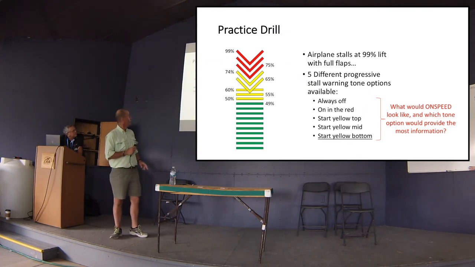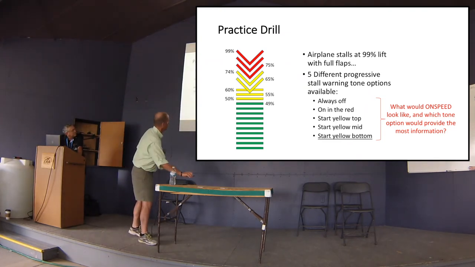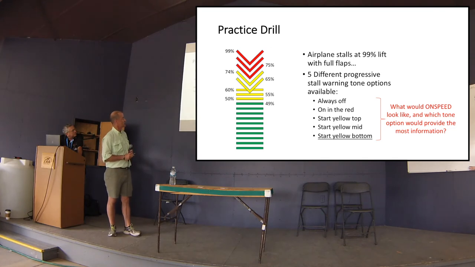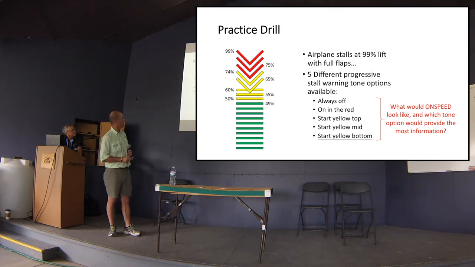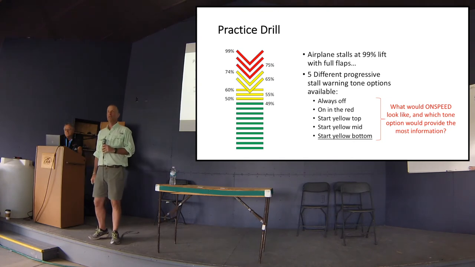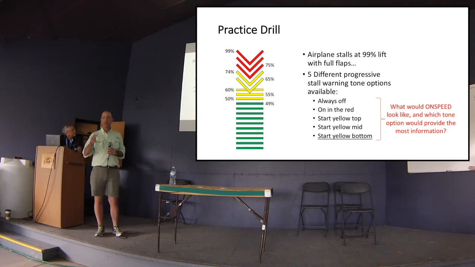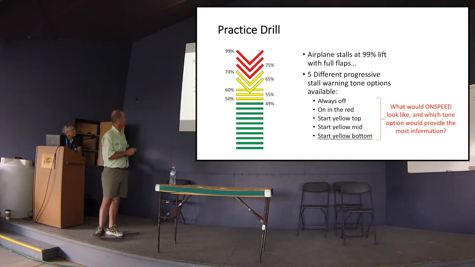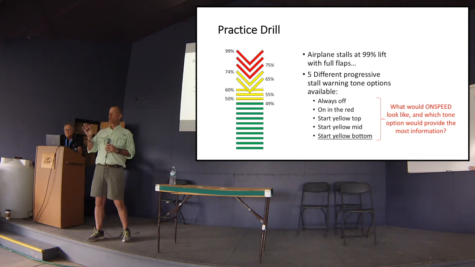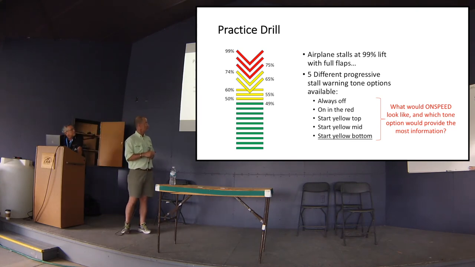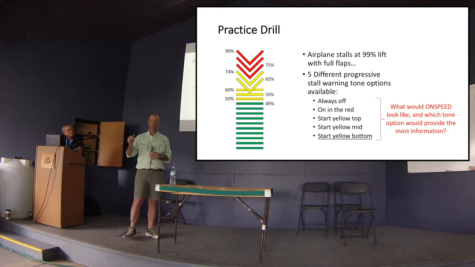Excellent. All right. So we figured out what that looks like. And if we had these options available to us for progressive stall warning tone, start at the yellow bottom, okay, well, that would be 50%. Well, that's about LRD max. So that's brilliant. So if I had this stall warning matrix, I'd probably start it here because I'd want to be able to hear LRD max and I want to be able to hear on speed. Now if there's no change in tone for this, well, then I would start yellow mid instead, and I would choose that, and when the tone came on, well, that would be on speed with this particular system. Next slide.